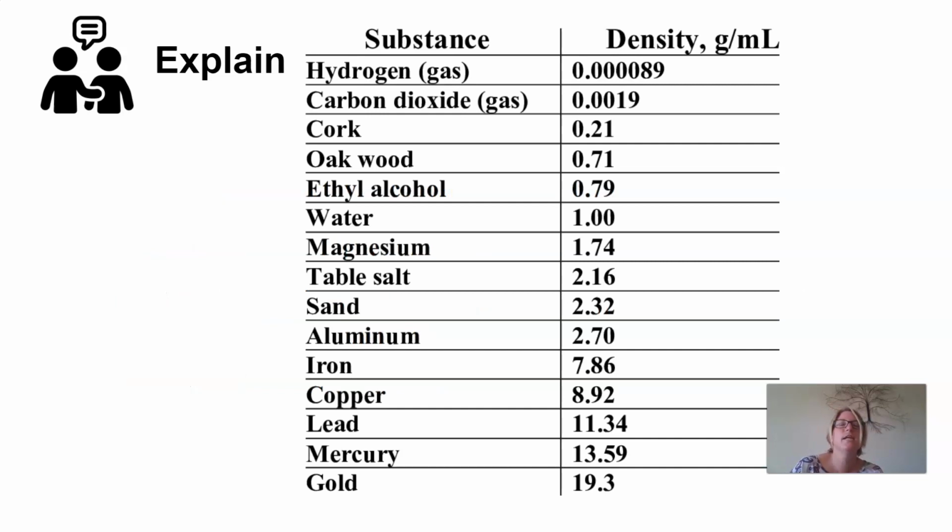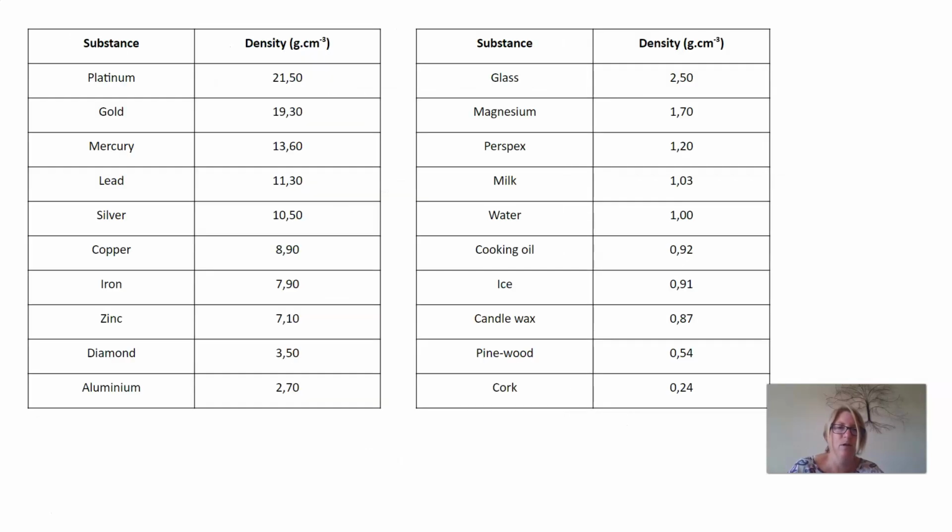So this is just an example of the variety of density tables that are available to you. In this case, the densities have been written as grams per milliliter. If you go back to yesterday's lesson, we go over all the different ways that we can represent mass and volume. But here is just one example of a density table.